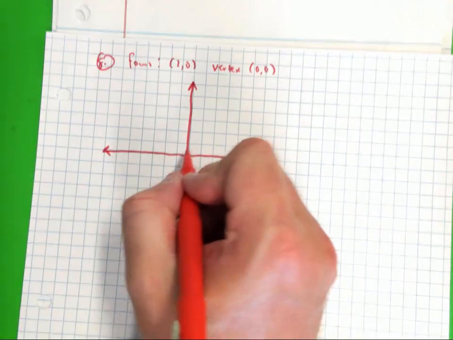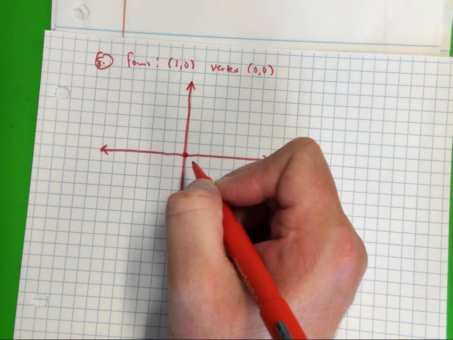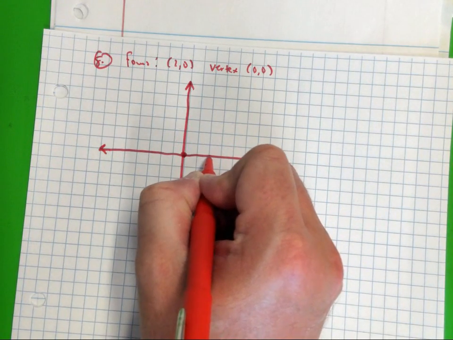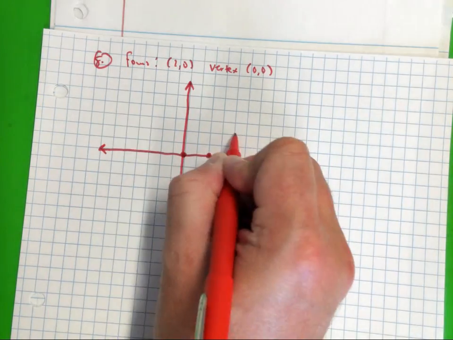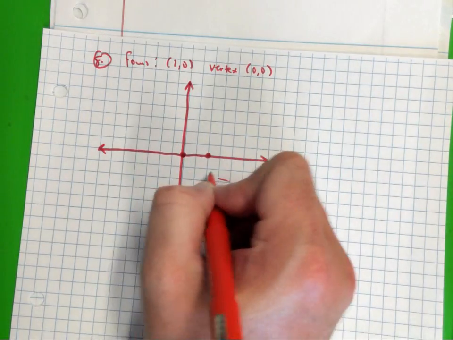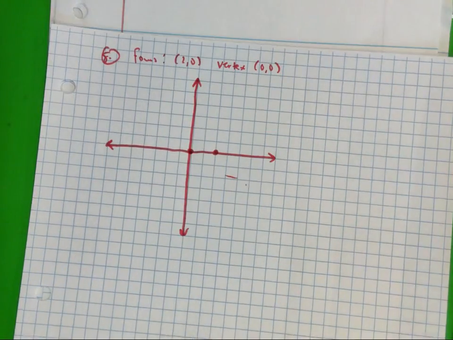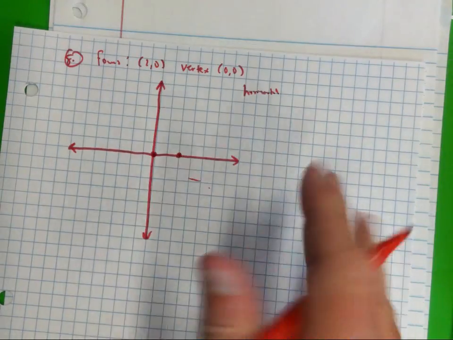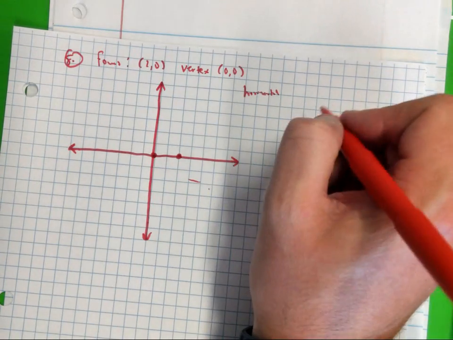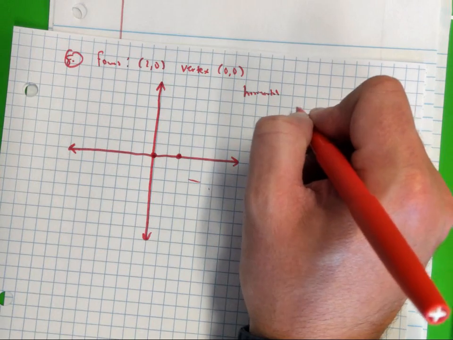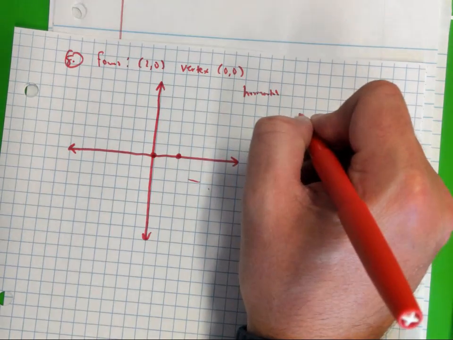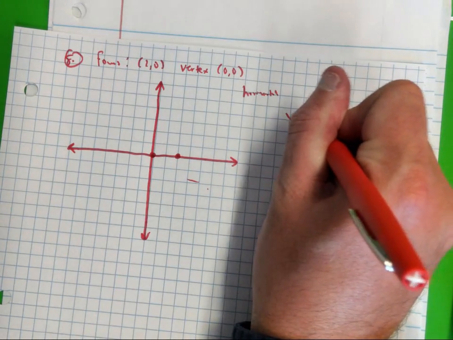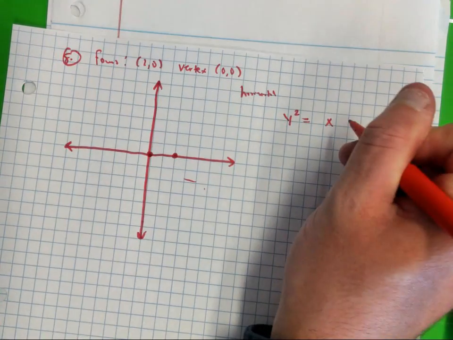So my vertex is at 0, 0. And my focus is at 2, 0. So we know this graph is going something like this. It's horizontal. So since it's horizontal, it's opposite what you think. What will come first, x or y? Well, of course, I hope you said y. Alright, because it's horizontal. Now, since the vertex is 0, 0, we won't need any parentheses.